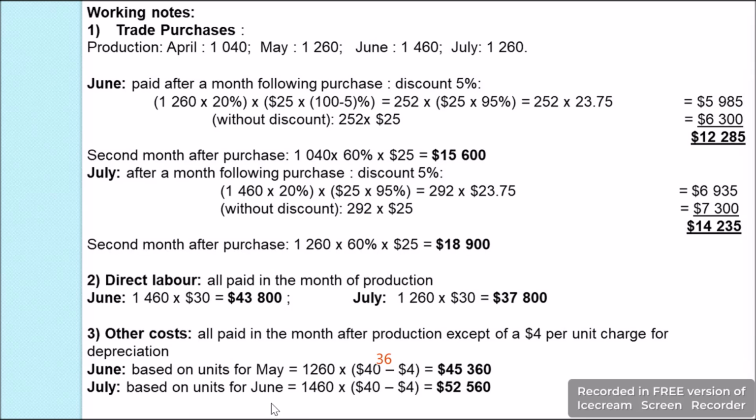And for the month of July, this will be based on the month of June's production, because again we are paying a month after the production. So the June's production will be paid in the month of July. So here we have 1,460 units for the June's production, and then we will multiply this with $36. So we get the value as $52,560 for the month of July as other cost.